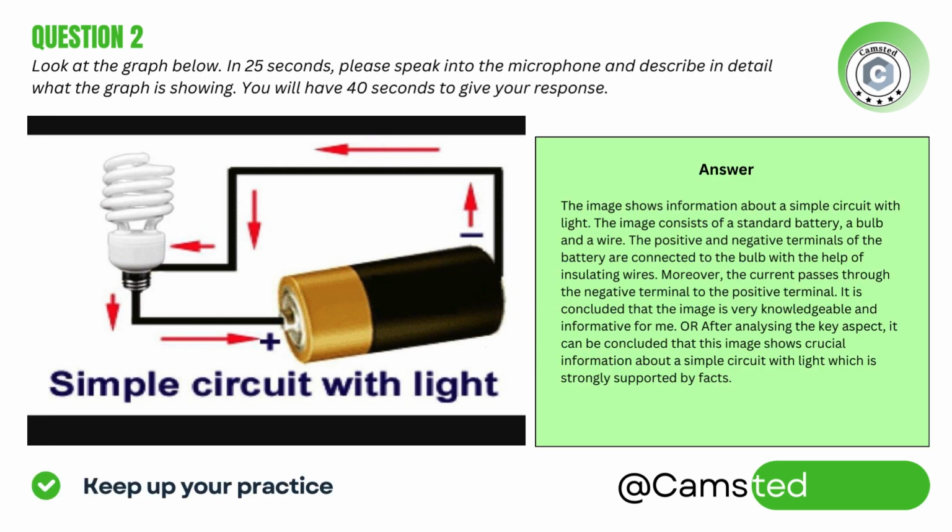The image shows information about a simple circuit with light. The image consists of a standard battery, a bulb and a wire. The positive and negative terminals of the battery are connected to the bulb with the help of insulating wires. Moreover, the current passes from the negative terminal to the positive terminal.